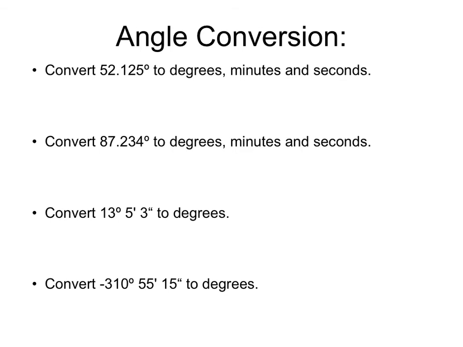All right, so let's think about it this way. I'm going to have a certain number of degrees, minutes, and seconds. Well, right away, I know I have 52 whole degrees. But then I have 0.125 degrees. So I'm going to take 0.125 and multiply it by 60 to see how many minutes that is. And I get 7.5.